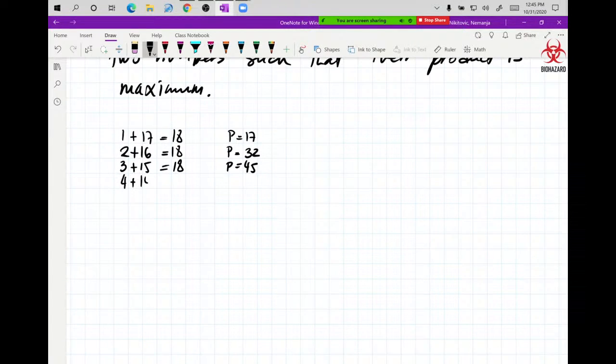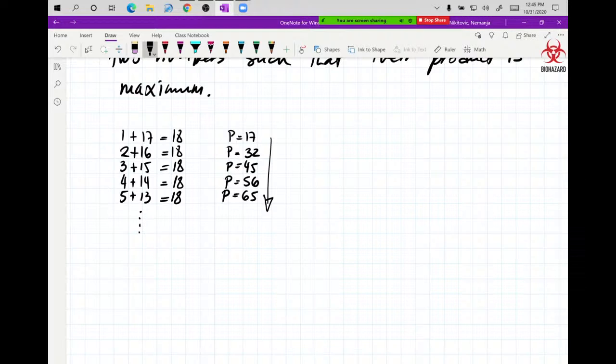Okay, 4 plus 14, that's 18. And when you multiply, you get 52. No, you don't. You get 56. Well, that's even better. Okay, one more. 5 plus 13 is also 18, so the product there is now 65. So you see how it keeps rising, keeps rising, going up, up, up.